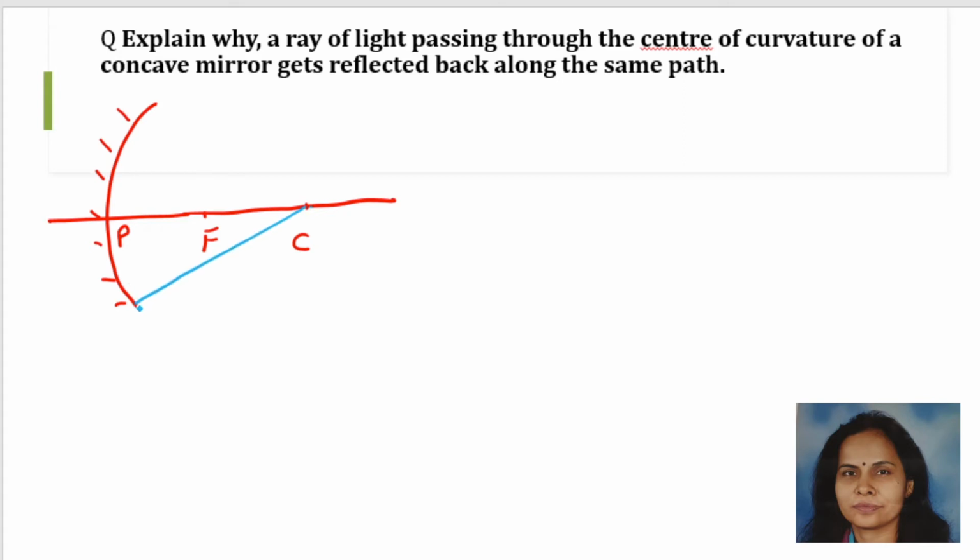I'm just extending the concave mirror from this side also. So if an incident ray passes through center of curvature, this is the incident ray. After reflection, it will not bend to any other side, but it will start retracing its path again. So why is this so?